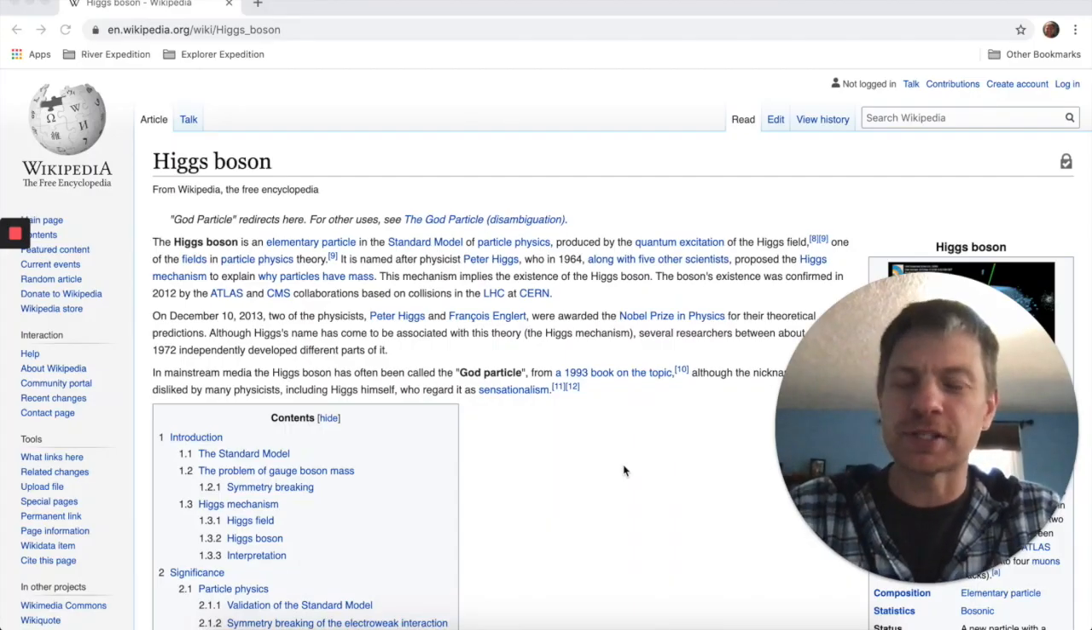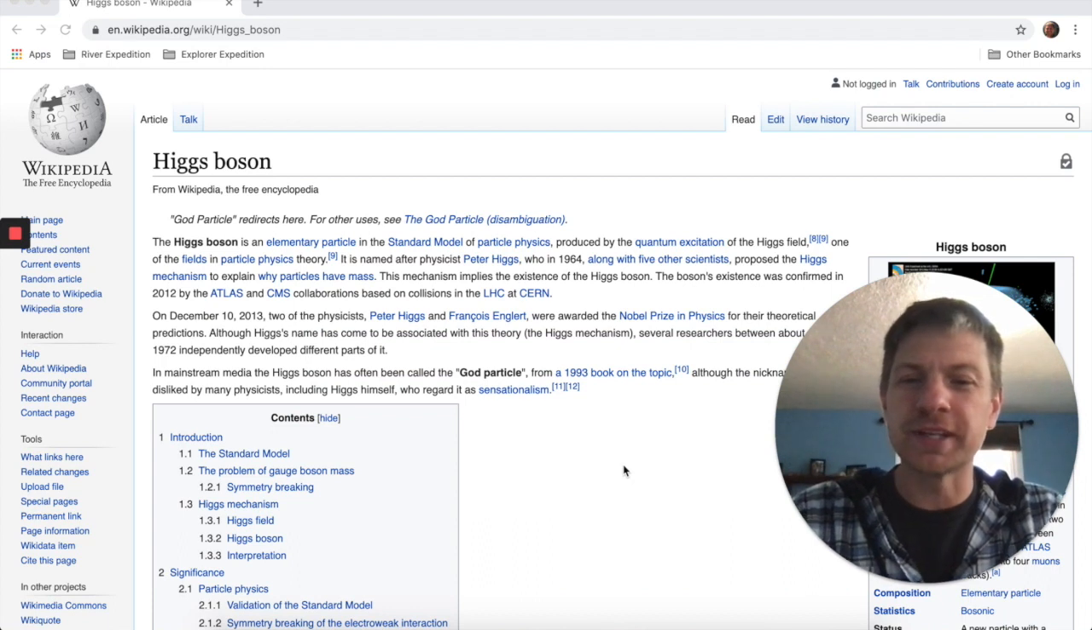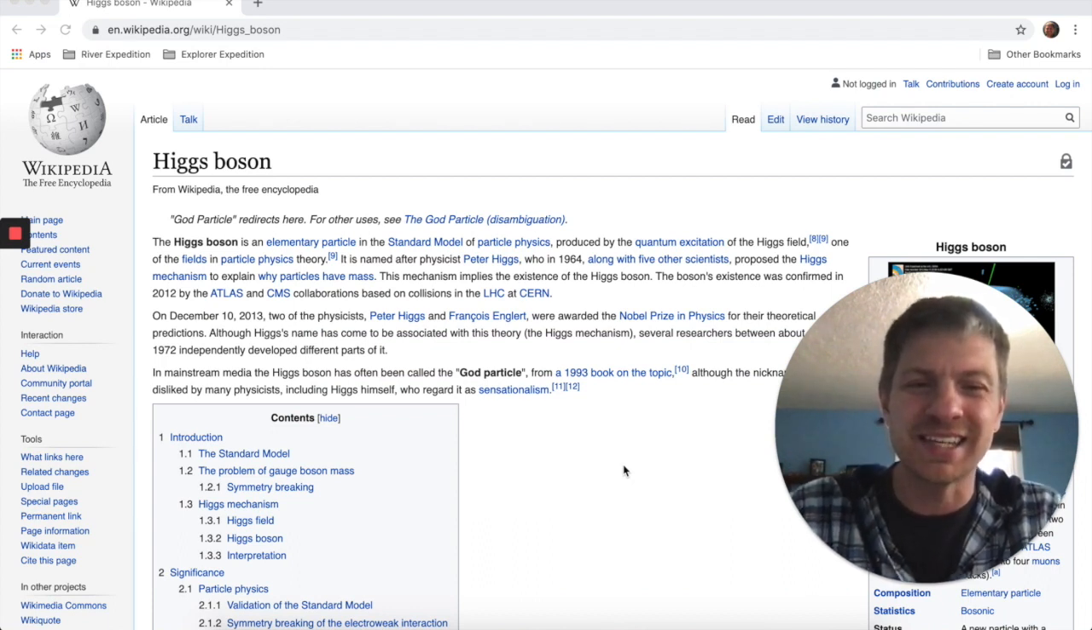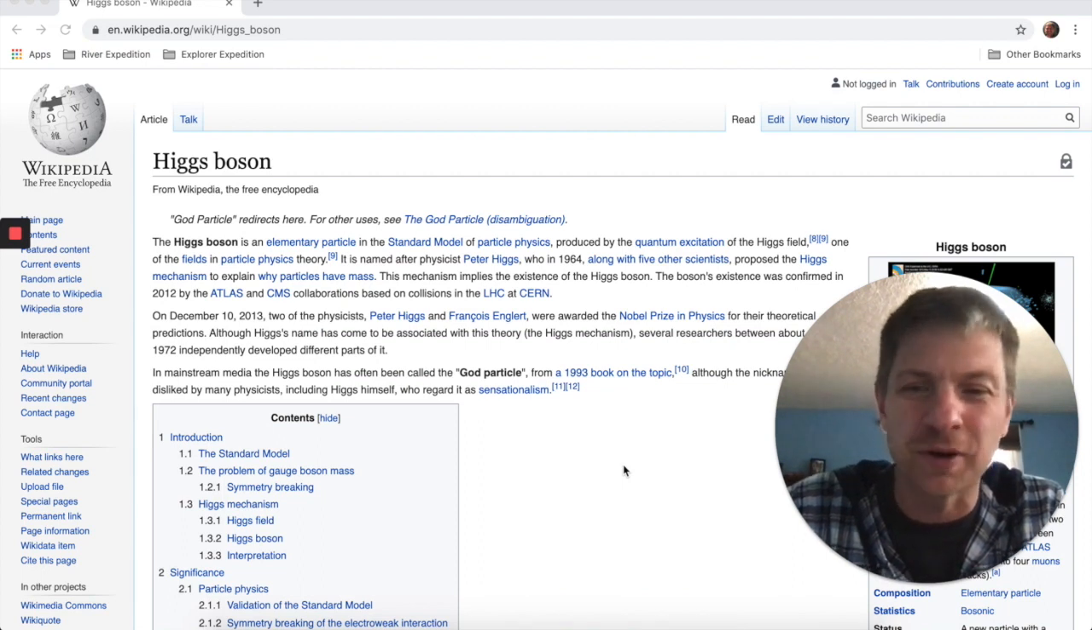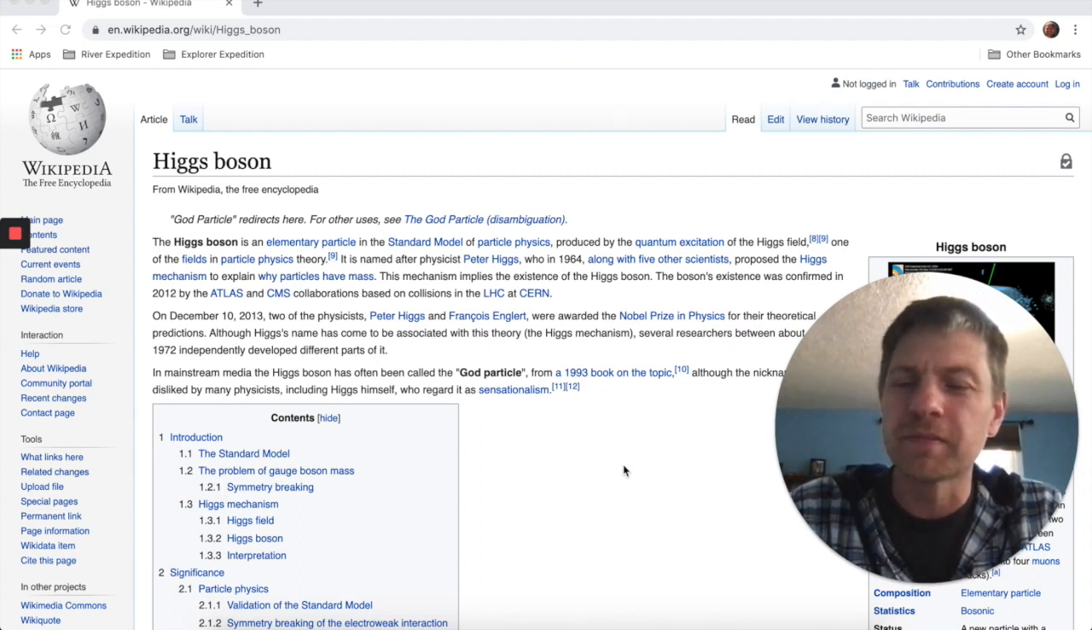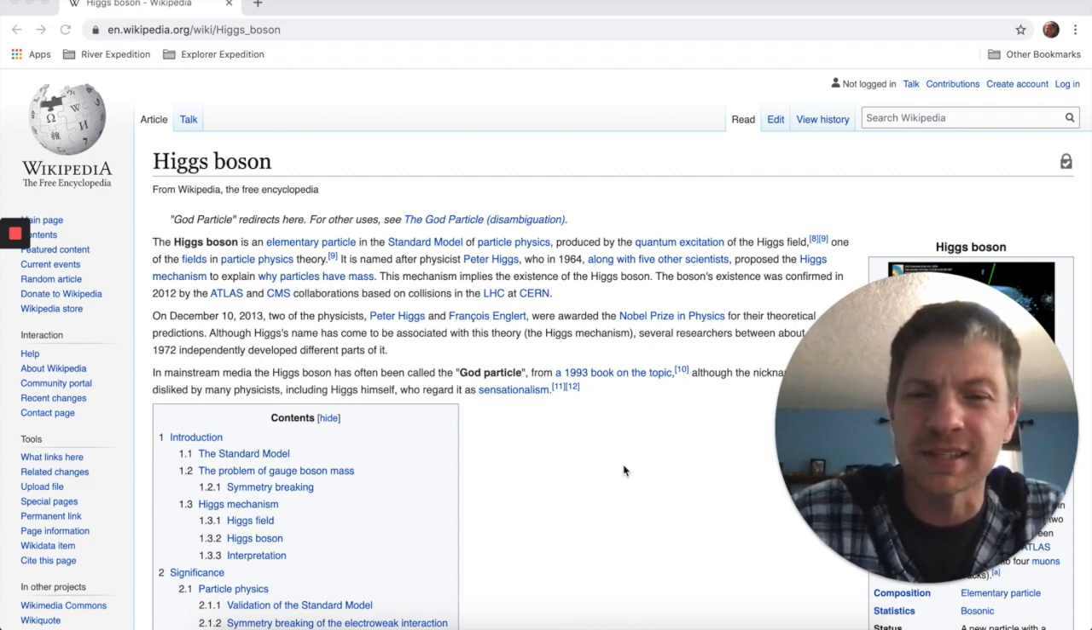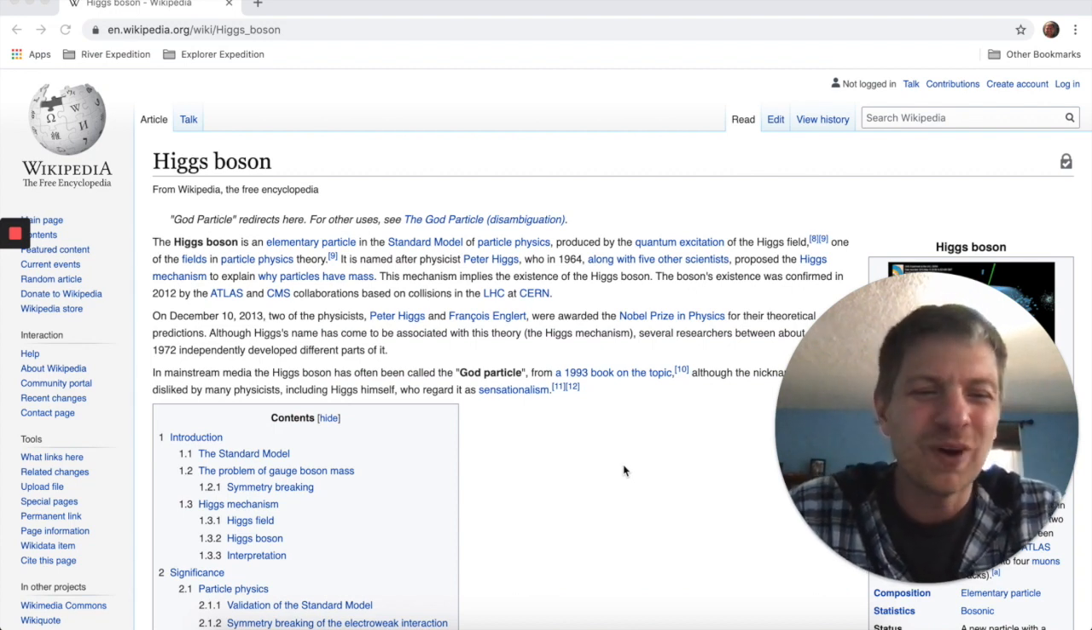The Higgs boson is an elementary particle in the standard model of particle physics produced by the quantum excitation of the Higgs field, one of the fields in particle physics theory. It is named after Peter Higgs. Wait, what? What is this thing even saying? Those are a lot of big words. I'm just going to pause there.